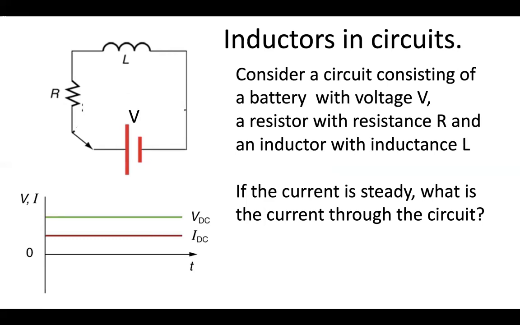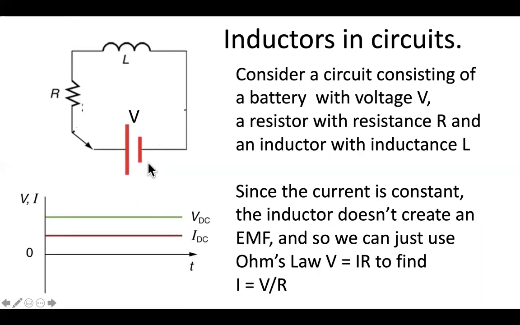The answer is no. If the current doesn't change, there's no change in current. So the inductor does absolutely nothing. The current flowing through this loop is just given by Ohm's law. The only thing that matters is this resistor. So we can use V equals IR, or I equals V over R. If this is a 10-volt battery hooked up to a 10-ohm resistor, it's just 10 over 10, 1 amp. So in these cases, which is everything we've talked about thus far, the inductor doesn't matter.